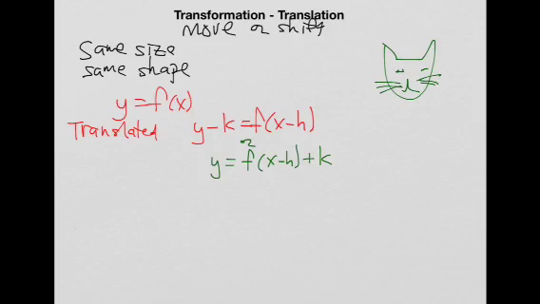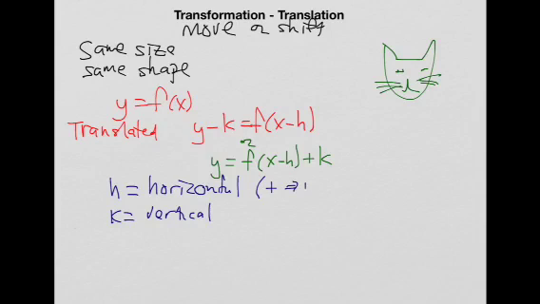And in this, the h value is the horizontal translation, and k is the vertical. So when h is positive, it means we're going right. When k is positive, it means we're going up, which kind of makes sense with the way we think about things.